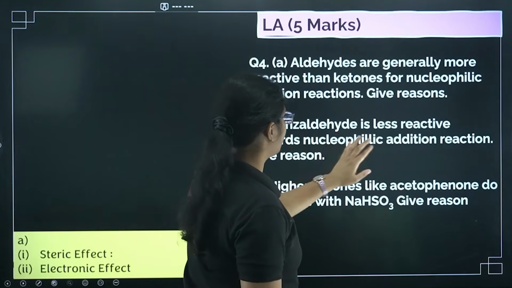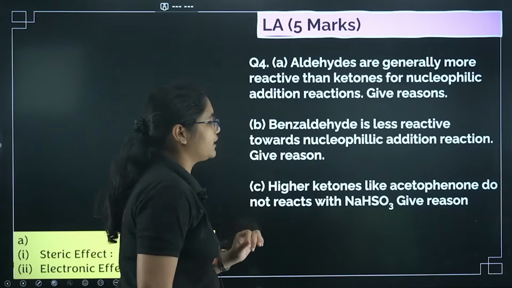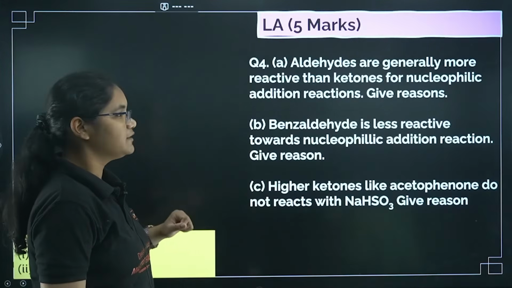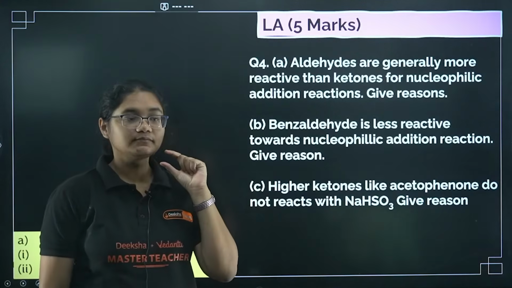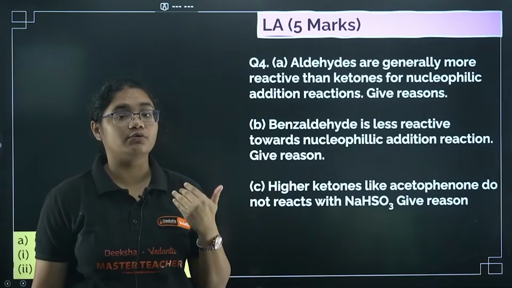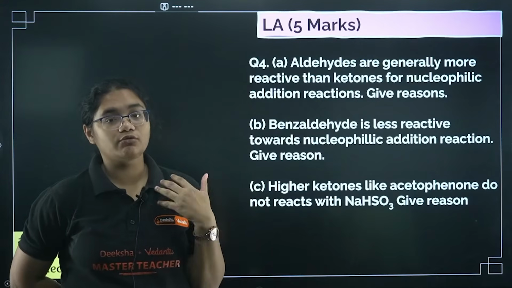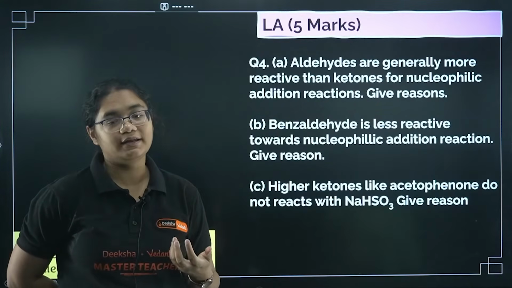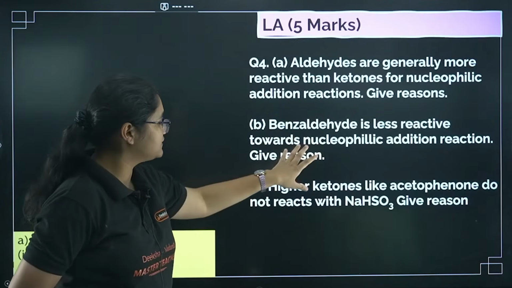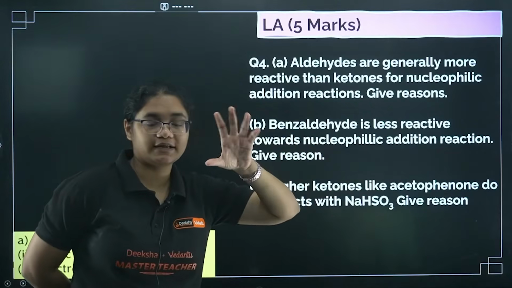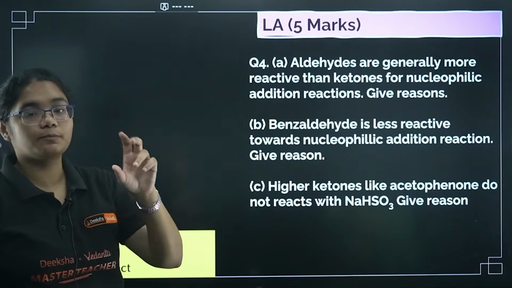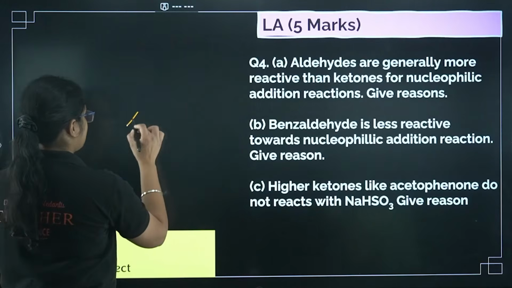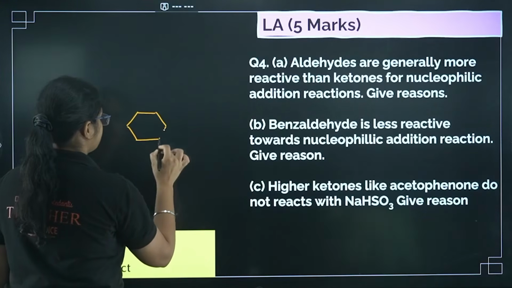Next, benzaldehyde is less reactive towards nucleophilic addition. Give a reason. So benzaldehyde, the CHO group, is an electron withdrawing group. Okay, if it is an electron withdrawing group, then definitely it is less reactive to the nucleophile. So benzaldehyde, again you can see there is a very big group attached.